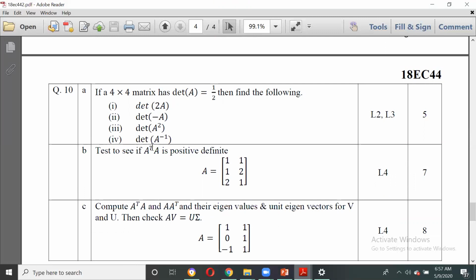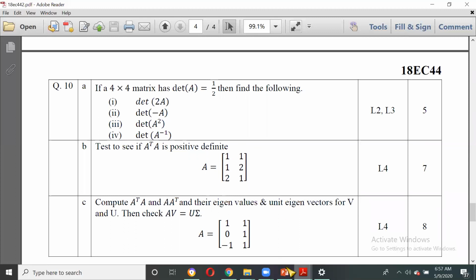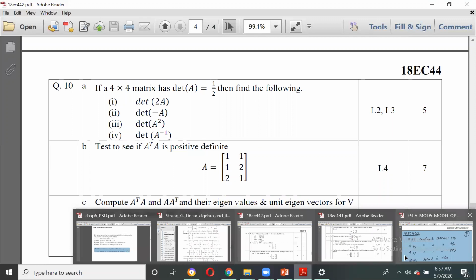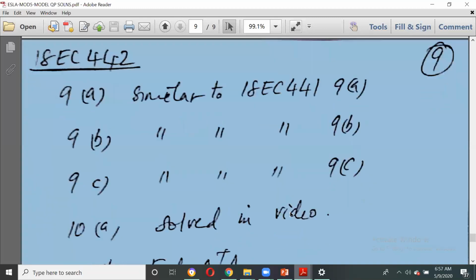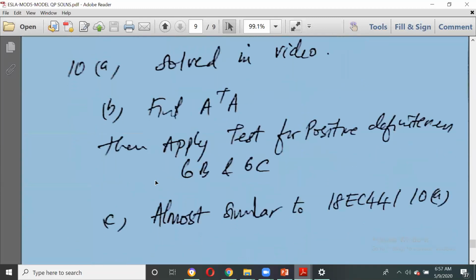Now, next is just to see if A transpose A is positive definite. We need to find whether this is positive definite. Find A transpose A, then apply the tests for positive definiteness, that is 6B and 6C. If one of them does not satisfy, then it is not a positive definite matrix.